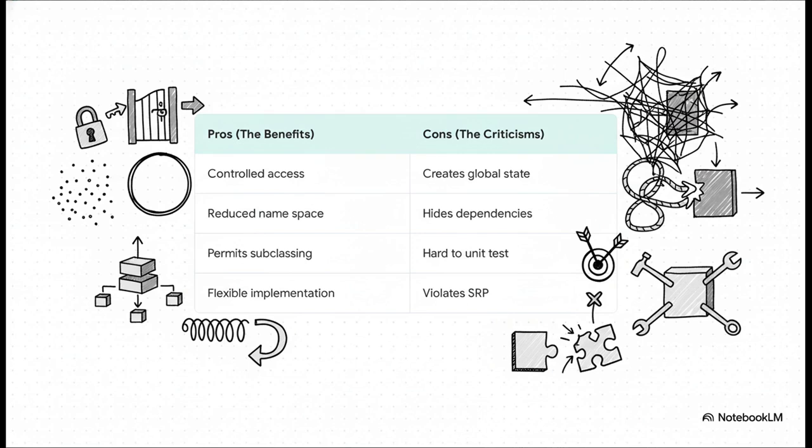But look at the other side. Those same exact features are now often seen as huge problems. That global point of access is really just a fancy name for global state, which can make systems really hard to reason about. It also hides dependencies. Some class might be using a singleton deep inside one of its methods, and you'd have no idea just by looking at its public API. And that leads to the biggest complaint of all. It makes unit testing an absolute nightmare. You can't just easily swap in a fake or a mock version of the singleton for a test because your code is hardwired directly to the real thing.